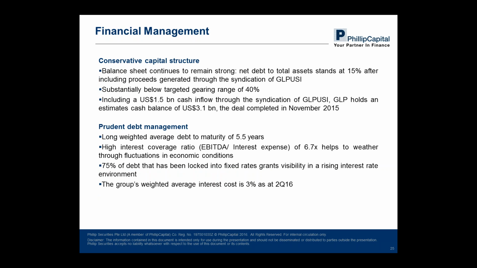So at 15%, it's much lower than GLP's mandate of 40%. And if we include the $1.5 billion through the pairing of stake of GLP US Income Partners, it will have a cash balance of $3.1 billion. And this deal has already been completed in November 2015. So meaning that we should see this amount coming into the third quarter, which they will be announcing this coming Thursday.